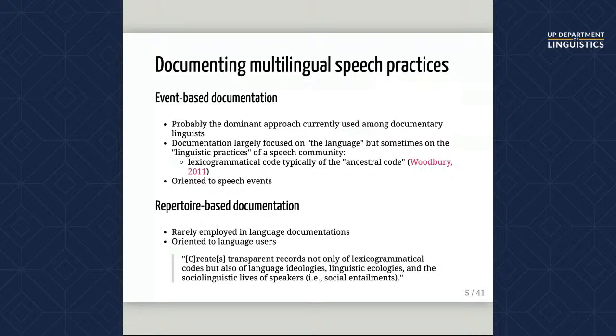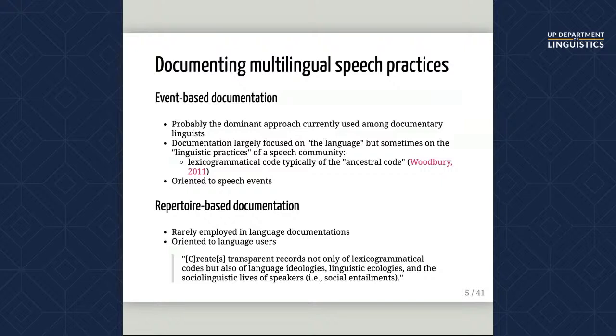The documentation largely focuses on the quote-unquote language, but sometimes also the linguistic practices. So this is often what people refer to as the lexicogrammatical code, typically of the ancestral code. We'll unpack that a little bit in a bit. And these are oriented towards recording speech events.